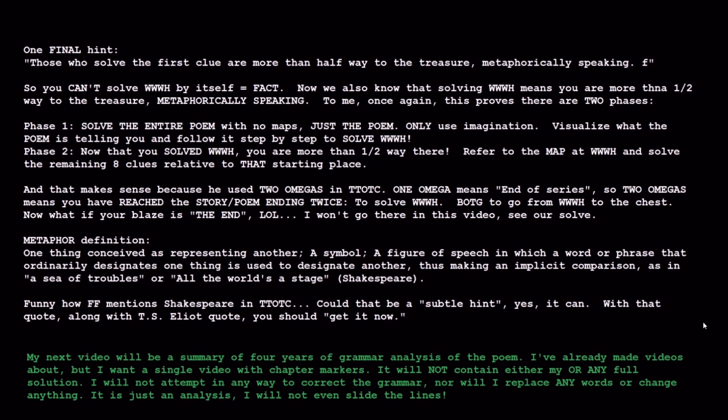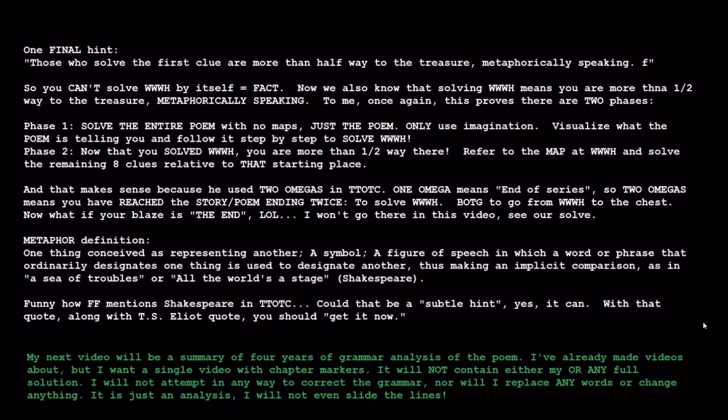Okay. Phase two, now that you solved where warm waters halt, you're already more than halfway there because you solved clue number one. You only have eight clues left. That's more than halfway because you've discovered and you're confident where warm waters halt is because you used the poem to figure it out. As Forrest said, you can't just use where warm waters halt and a map to solve it. You need the rest of the poem.